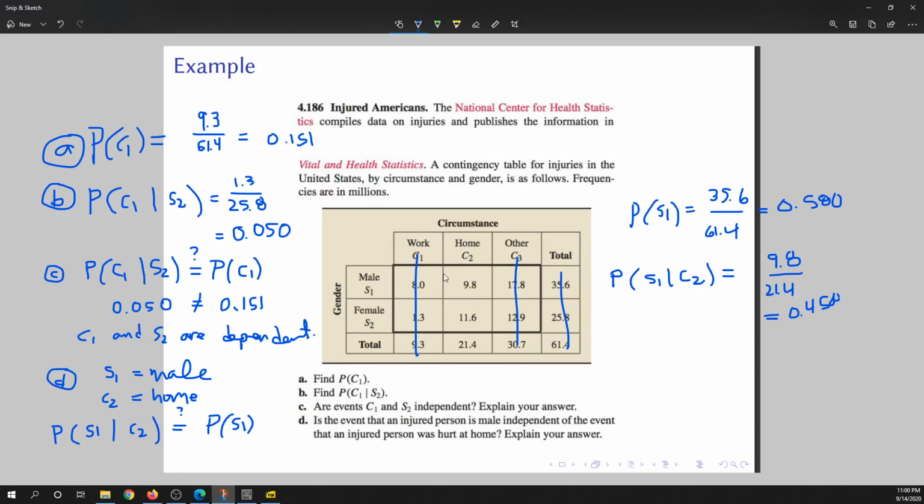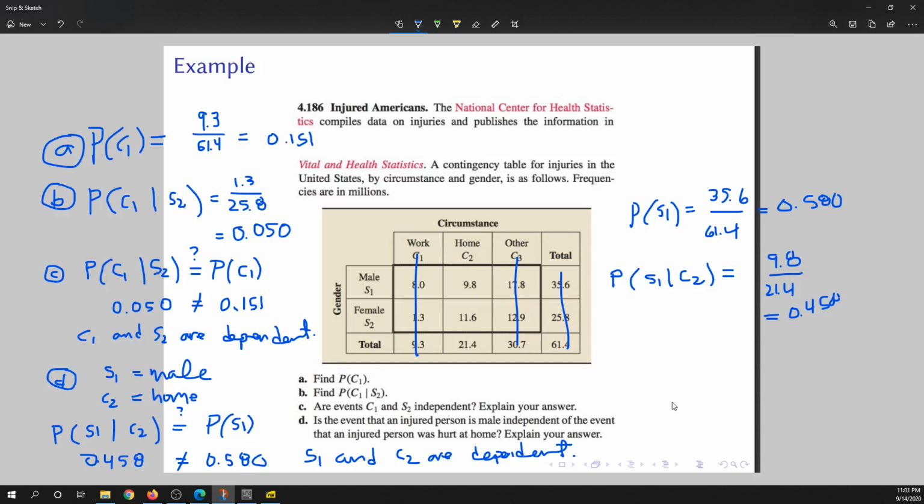All right, so we calculated this probability to be 0.458. We calculated this probability, the probability of S1, to be 0.580. So if these events were independent, then these numbers would come out to be equal. We can see that they are not equal to each other, so S1 and C2 are dependent. Okay, so not independent.